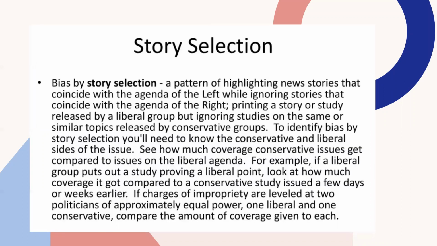Next type of bias is story selection bias, or bias by story selection. So often we notice that some stories are more highlighted than others. Some news stories can appear on the TV quite a few times during the day, while some stories are made short and never repeated. That is called agenda.